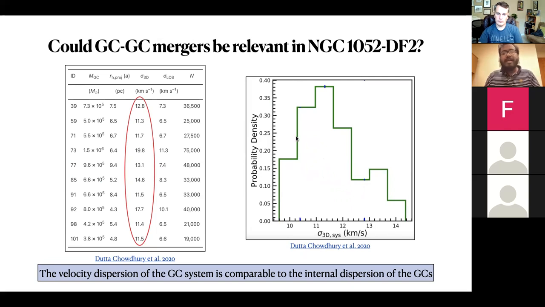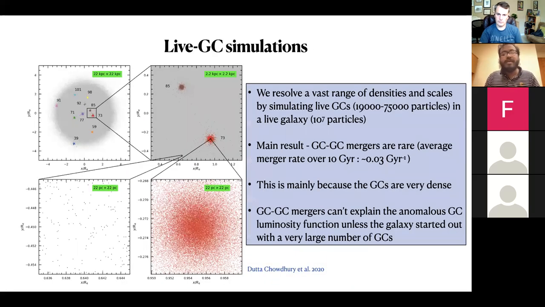And if we compare that to the dispersion of the globular cluster system, a histogram is shown here because we have 50 realizations, and the histogram of the dispersion of the globular cluster system over these 50 realizations is shown. What you see is that the internal dispersions are comparable to the dispersion of the globular cluster system. And this is the regime where mergers could be important.